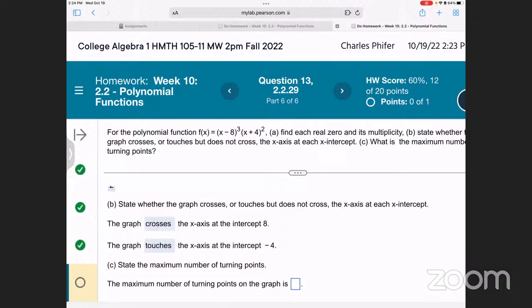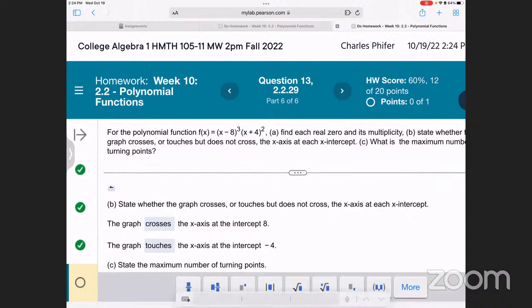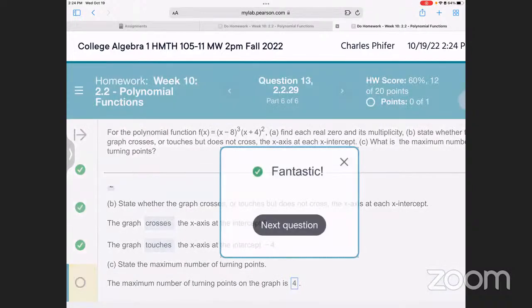So for the max number of turning points here, the degree of this polynomial, if we were to expand this all the way out, at one point we would have an x to the power of 3. At another point we would have an x squared, and we would end up multiplying those. So x cubed times x squared is going to be x to the power of 5. So since the degree of the polynomial is 5, that means we have at most 4 turning points, n minus 1. Right? So not obvious.